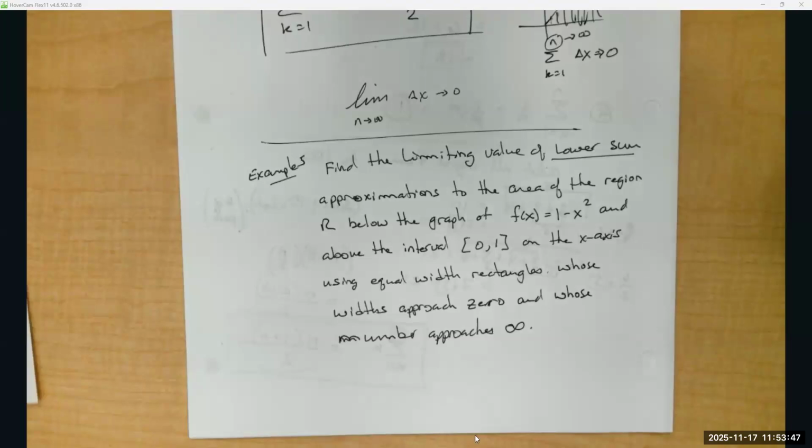There's a lot of important information in that sentence, in that paragraph right there. This is the hardest part about calculus, being able to read what's given to you in these sentences.